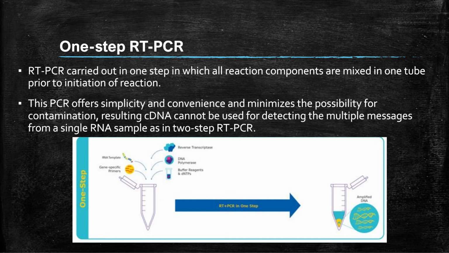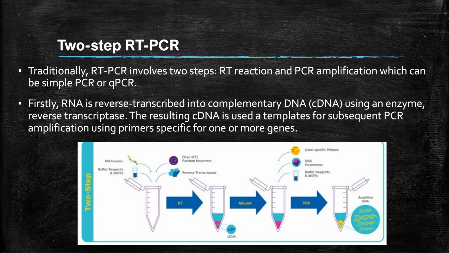So what is one-step RT-PCR? It is an RT-PCR carried out in one step, in which all the reaction components, like the transcriptase, polymerase, and buffer agents, are mixed in one tube prior to the initiation of the reaction. This PCR offers simplicity and convenience and minimizes the possibility of contamination, but the resulting cDNA cannot be used for detecting multiple genes from a single RNA sample as in two-step RT-PCR. So we're going to discuss two-step RT-PCR.